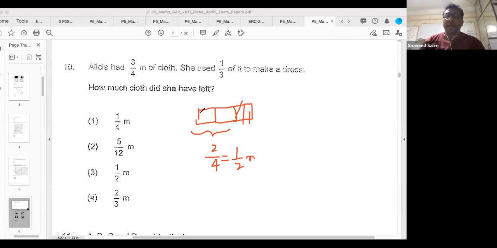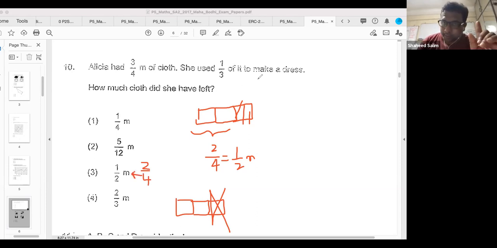Now down here again, I just give an example again. This 1 square is 1 quarter. 2 squares, 2 quarter meters. 3 squares, 3 quarters. So there's 3 quarters here. She used 1 quarter, so she's left with 2 quarter. 2 quarter is 2/4. You bring to lowest is half. This is method number 1.